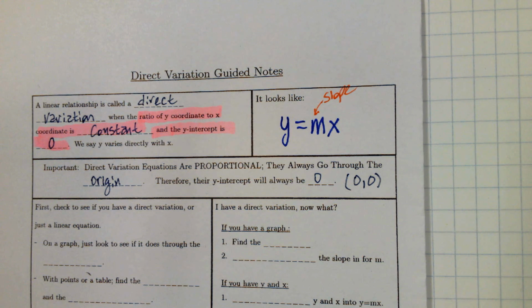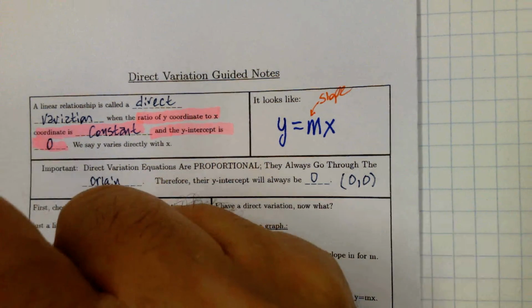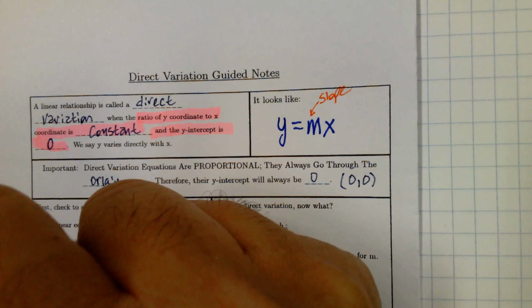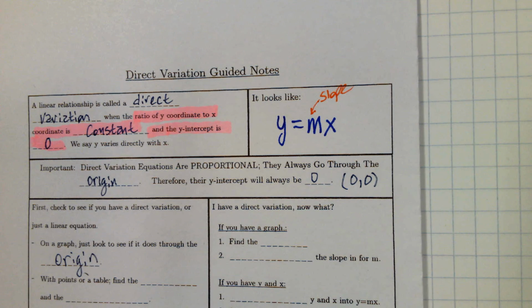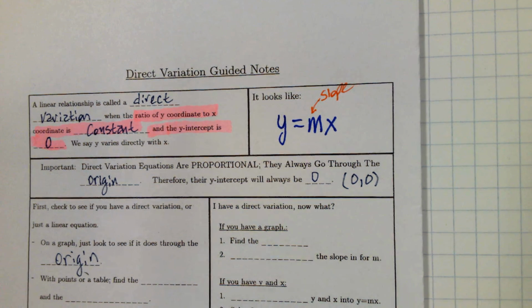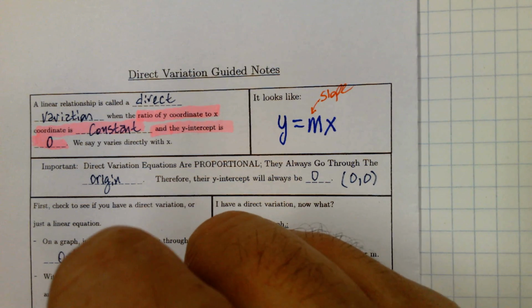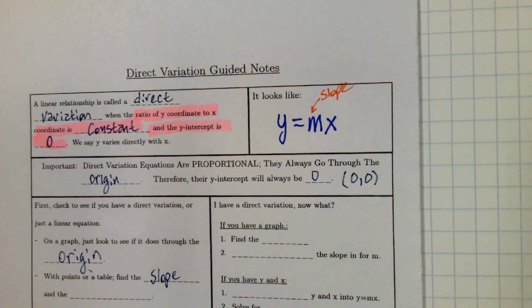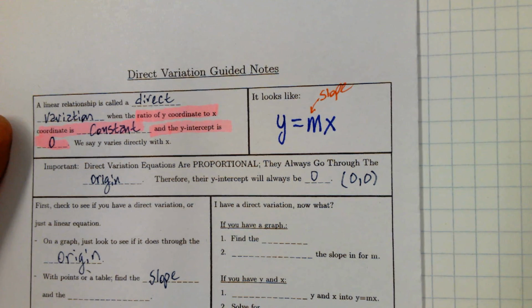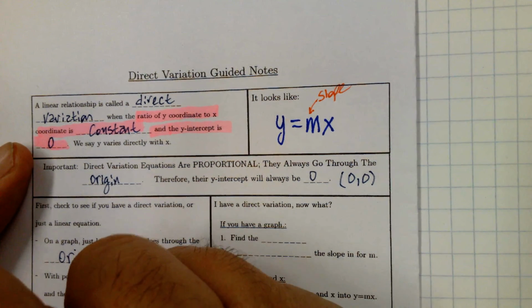So first check to see if you have a direct variation or just a linear equation. Most of the time we'll have a linear equation, but it's a little easier when we do have a direct variation. On a graph, just look to see if it does go through the origin. With the points, if you have a table, we want to find the slope. So if you have points or a table, we're going to find the slope and the y-intercept. And we'll cover all that right now.